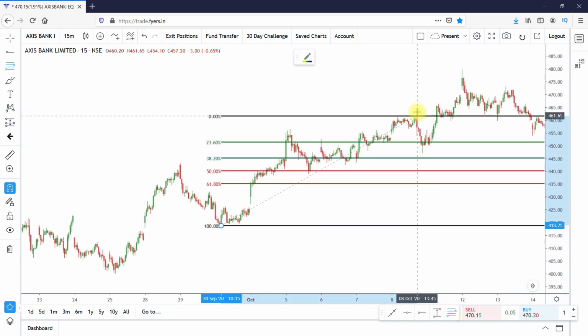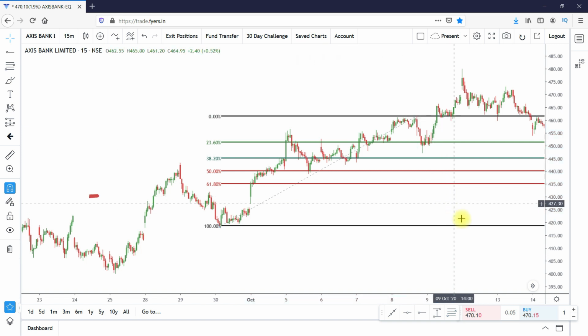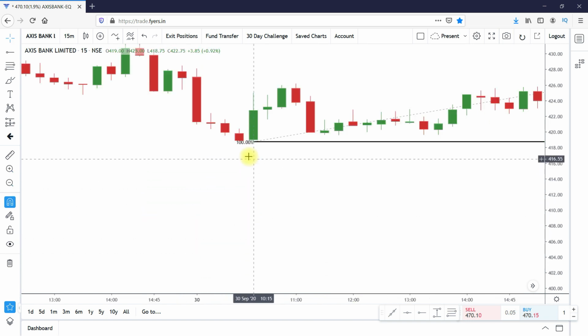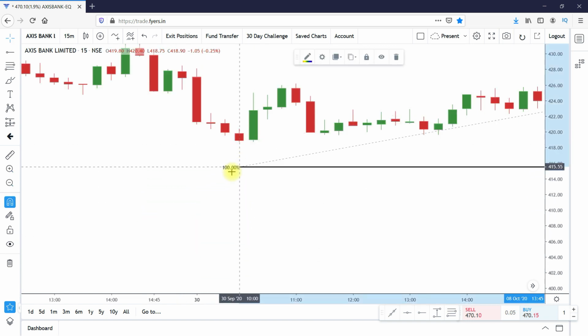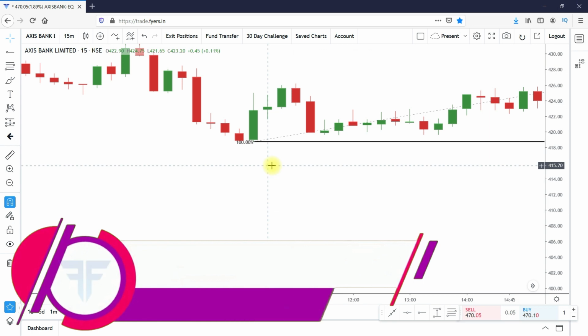Next, see here, let us draw the tool here. One thing, did anyone use this magnet mode in Fyers web at any time? We can easily draw these Fibonacci levels and trend levels using this magnet mode. The advantage of this tool is we can easily place our starting and ending lines at correct points.